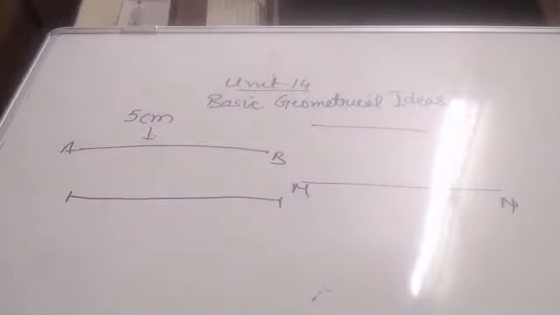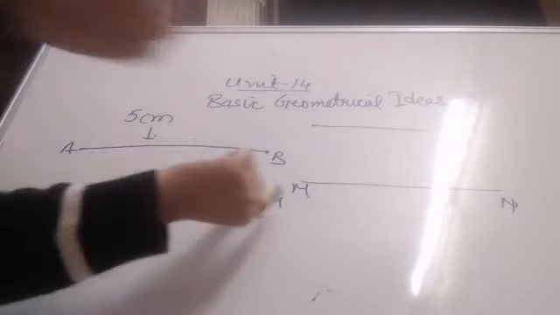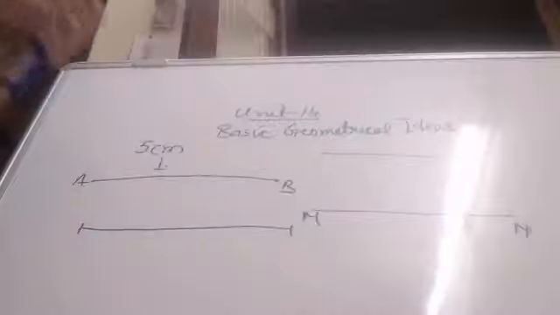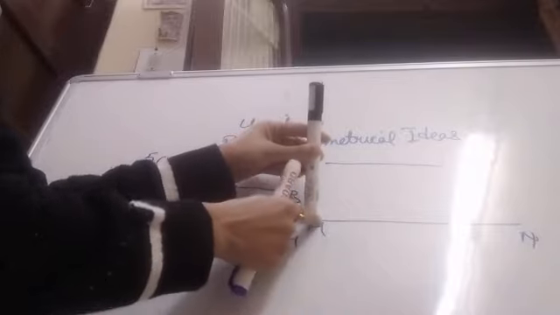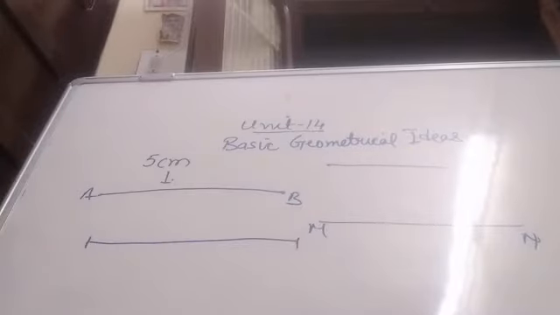Comparison by using a divider. How can you measure with the divider? We will take a divider, like this, with two points. You put one point here and one point here. If that point of the line segment which you have drawn coincides with this point, then it means that this is a line segment of that particular length.